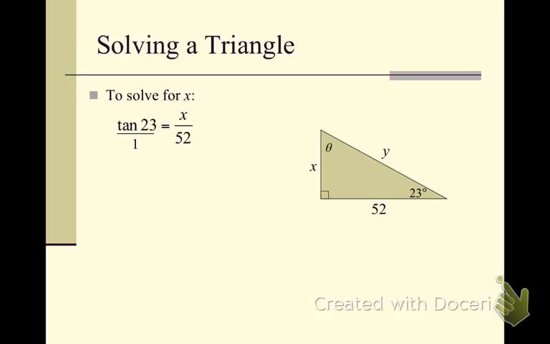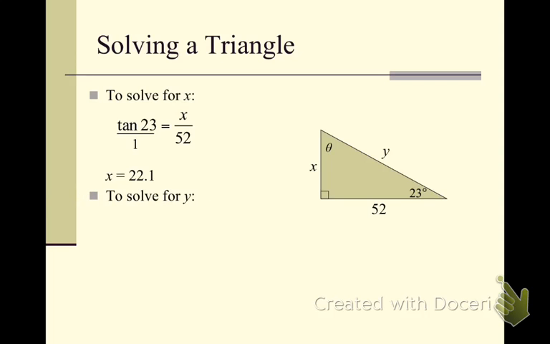So we can cross multiply and figure out the tangent of 23 degrees in our calculator. And once we do that, here's 23 degrees, don't forget the degrees, tangent of 23 degrees in the calculator, we cross multiply, x is equal to 52 times the tangent of 23 degrees, which is 22.1.